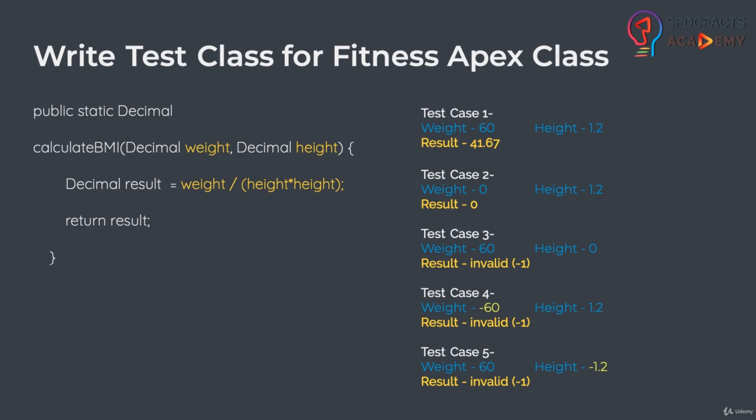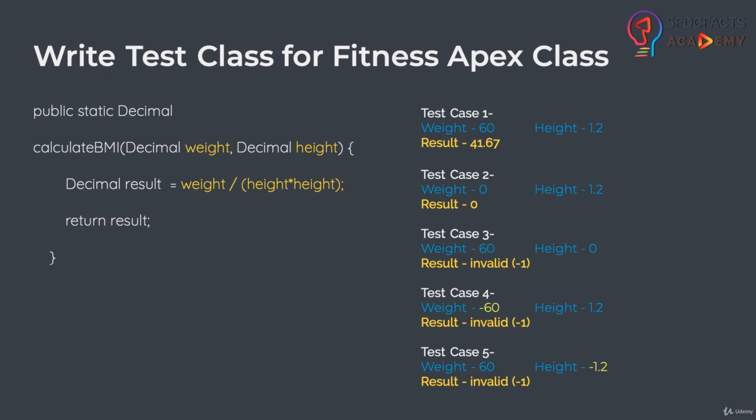So what we should check in our method is, if height is 0, then we should disregard this value and return an invalid statement to the caller. And since our method returns a decimal value, we cannot return the string invalid from it. So we will return -1, because in programming terms -1 is generally considered invalid. So if height is 0, then we should return -1.